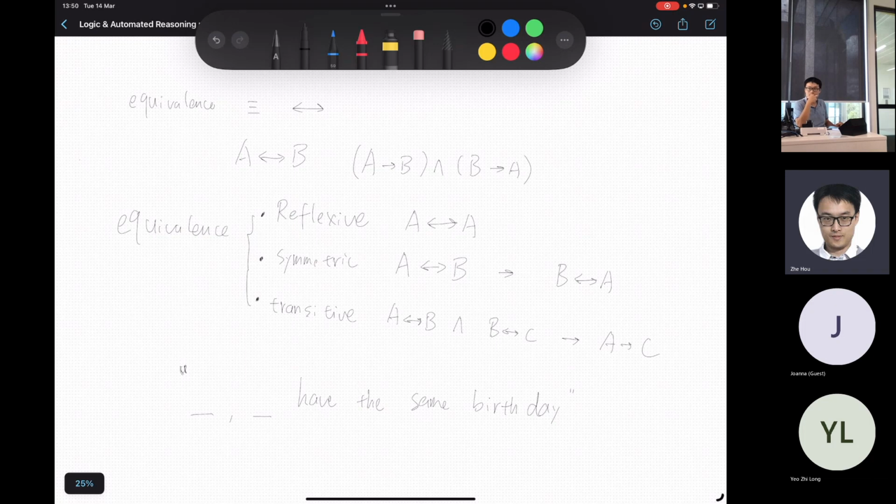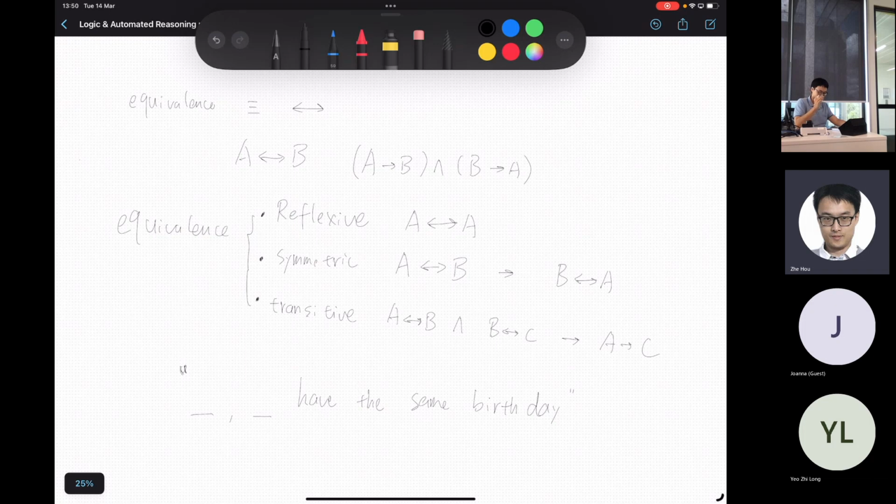C in the last one is just any other person. You can take any examples, any entities. But obviously it's not an equality relation.